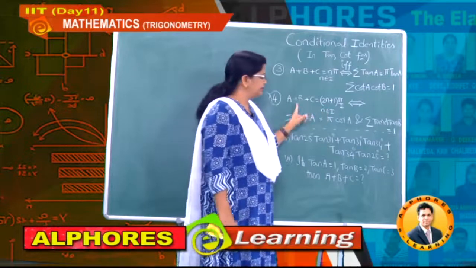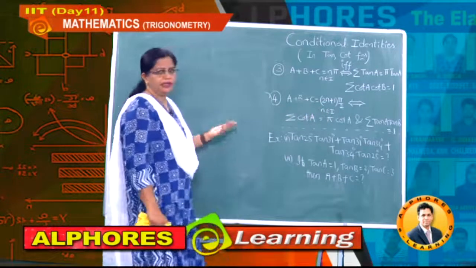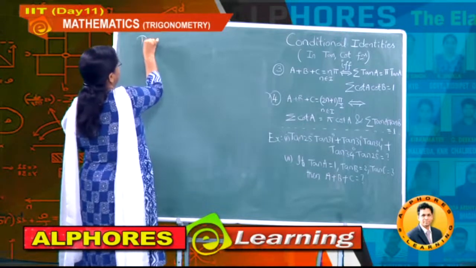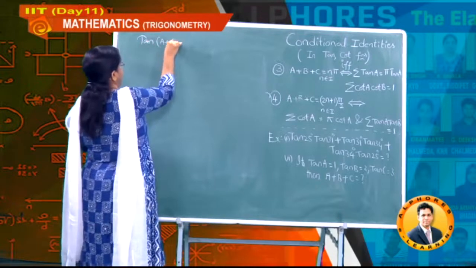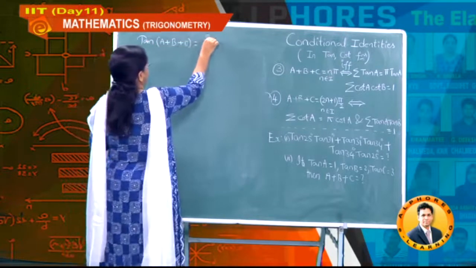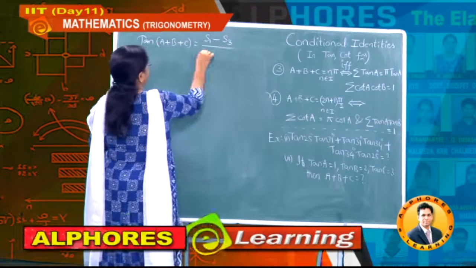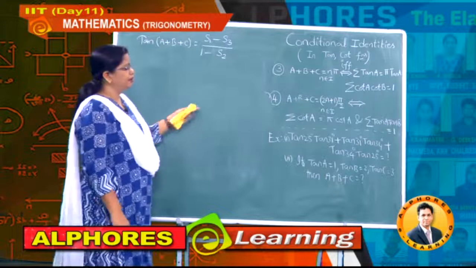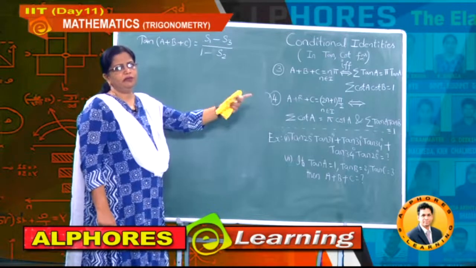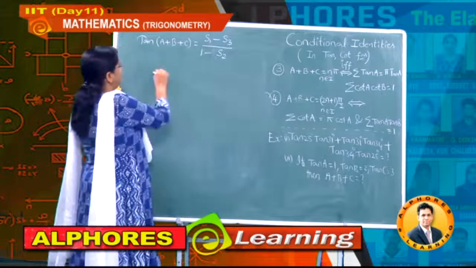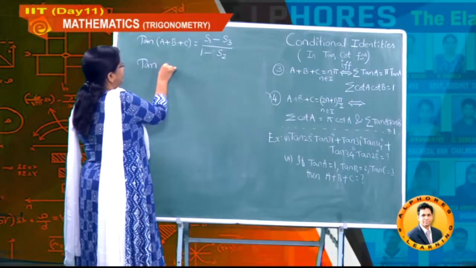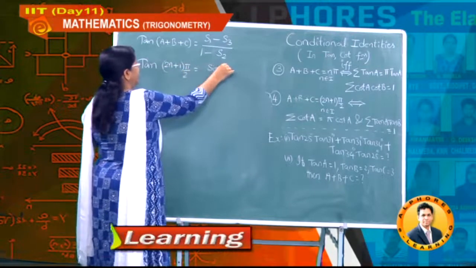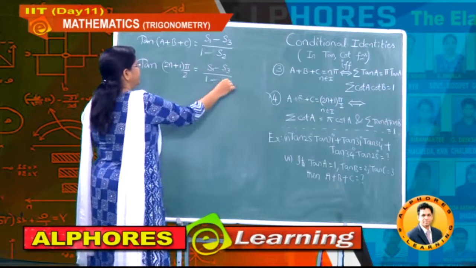In the same manner, I am using again that S1 etc. formula. So what is our tan of A plus B plus C? Understand, this is equal to S1 minus S3 divided by 1 minus S2. Okay, so in this way we can write. Now what is A plus B plus C? Odd multiple of pi by 2. As A plus B plus C is an odd multiple of pi by 2, that is (2n plus 1) pi by 2, and this is S1 minus S3 by 1 minus S2.